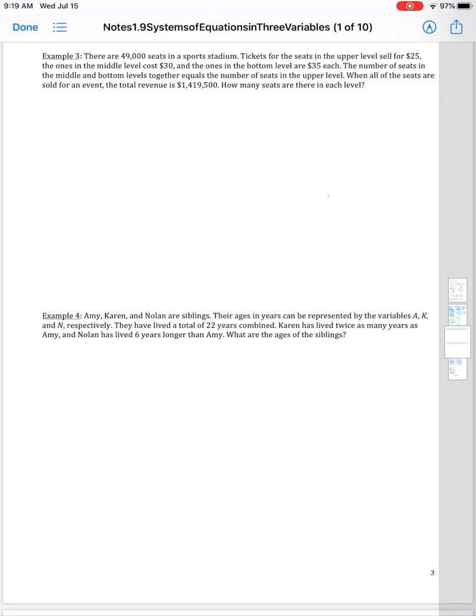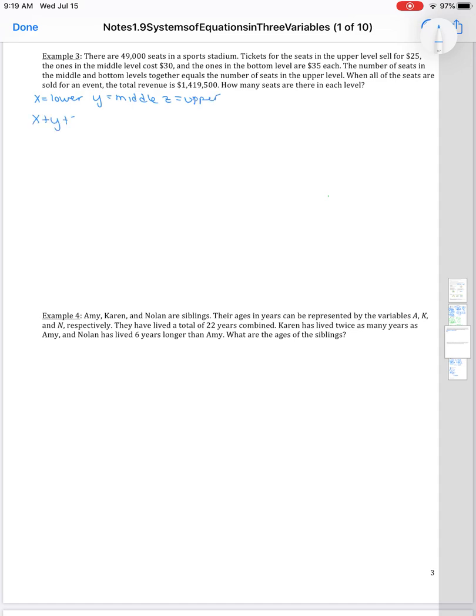All right, so let's start on our word problems here. We are going to do the same thing that we did with two variables. We just now have three. It says there's 49,000 seats, tickets upper level, lower, middle, and bottom level. The number of seats in the middle and bottom equals the number of seats in the upper. When all the seats are sold, the revenue is $1,419,500. How many seats are there?